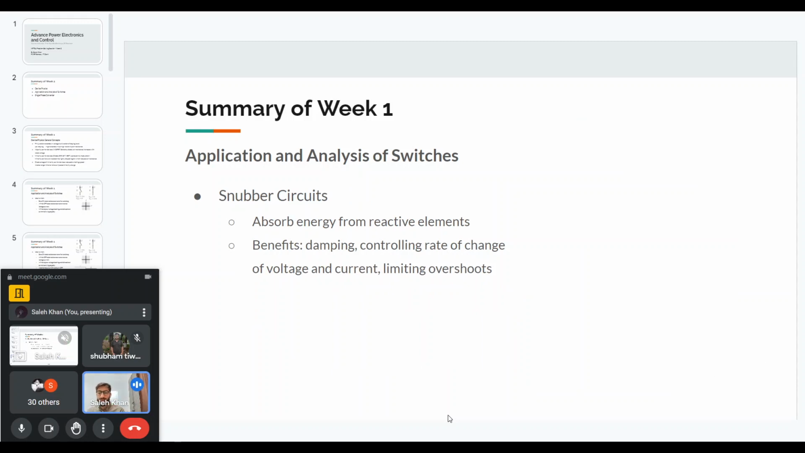Now I'll just briefly talk about snubber circuits. Snubbers basically are elements which absorb energy from reactive elements in the circuits. And we use these snubbers for damping or for controlling the rate of change of voltage and current.